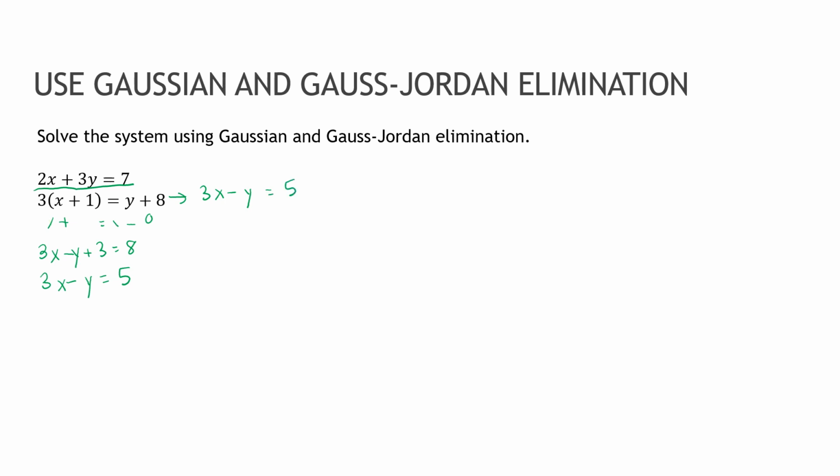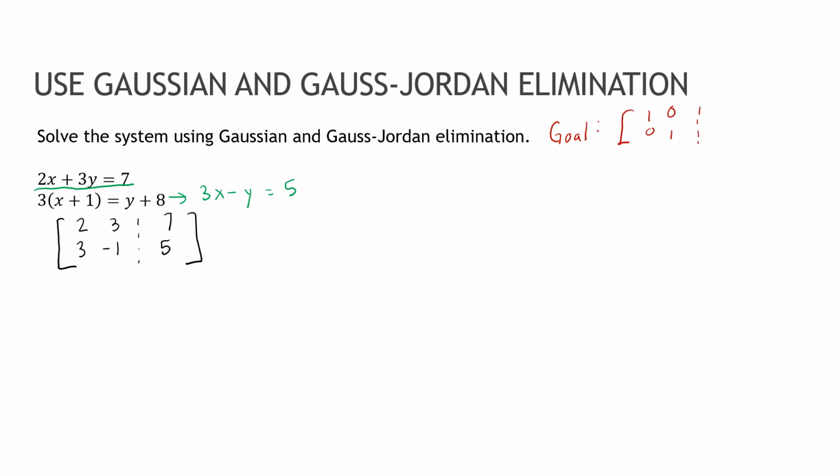And I'm going to erase that work just because I'm going to need all of the room that I can have on this page to show my work. So my original equation is 2, 3, dotted line, 7, and 3, negative 1, 5. That's my first matrix. That's the first augmented matrix. Now keep in mind that my goal is to get to 1, 0, 0, 1, and then two numbers. And those two numbers will be my solution.